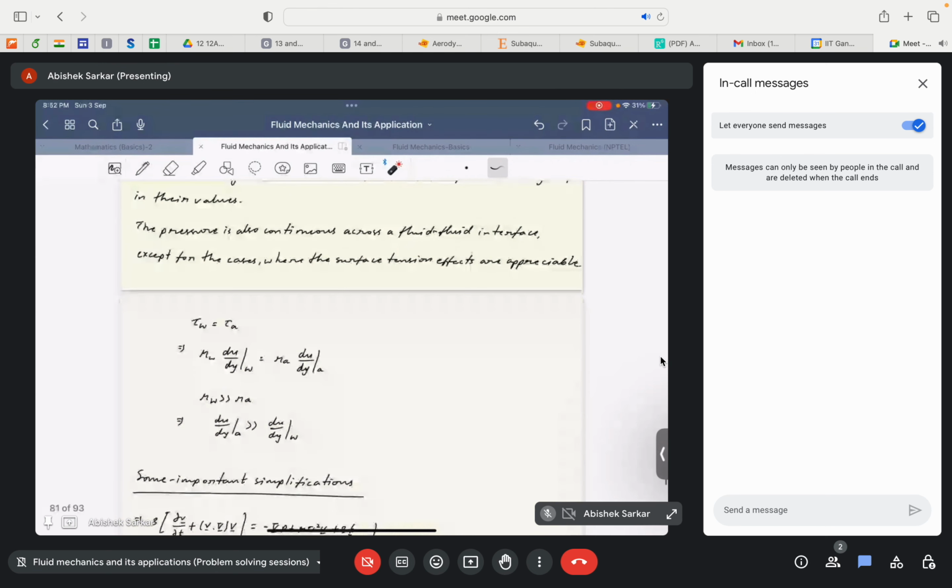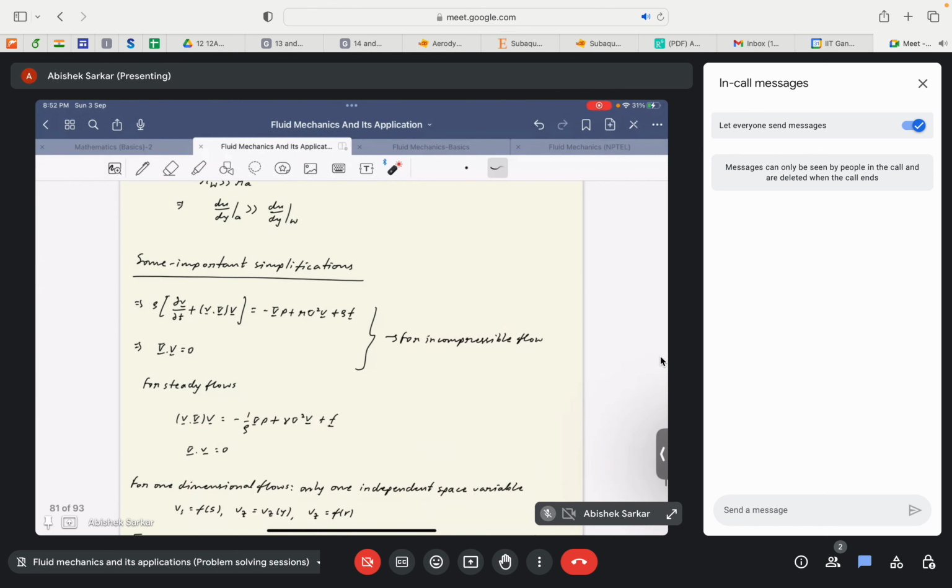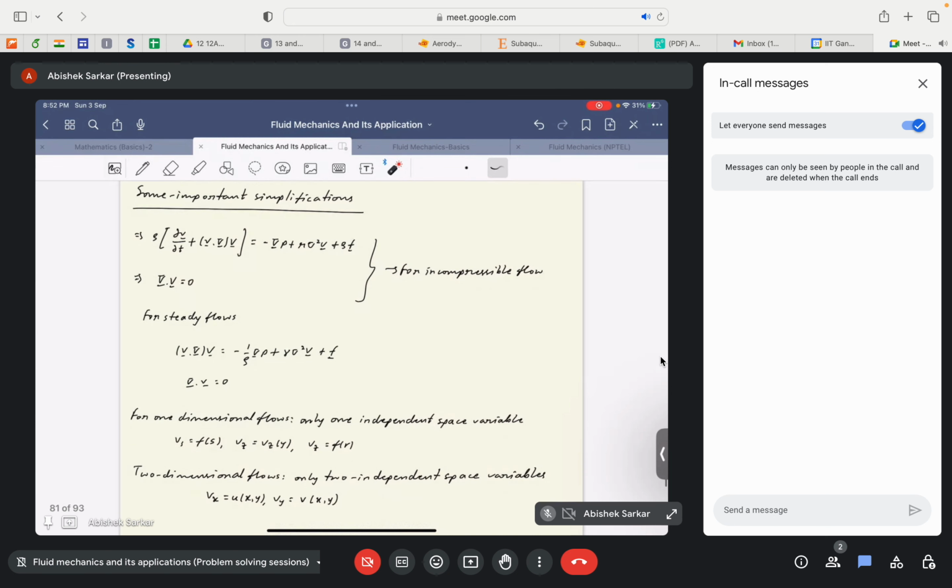So, right. Now, as I was discussing previously, there are some important simplifications in the case of the Navier-Stokes equation. For the case of steady flows, this term goes out. Again, for the case of one-dimensional fully developed flows, the non-linear terms get cancelled out. We'll see when we look into the examples of pipe flow or Couette flow problems how this non-linear term cancels out. And then we are just left with this portion of the equation.